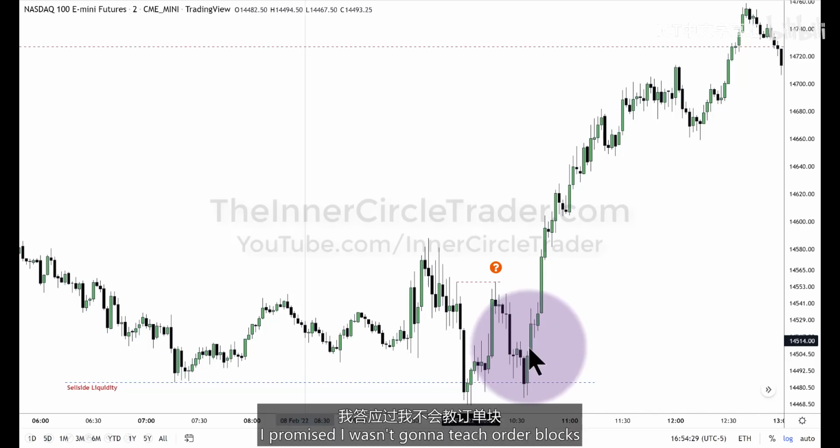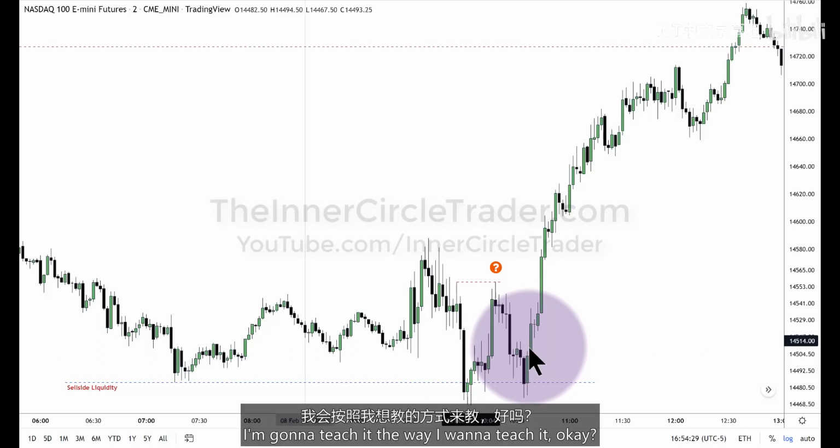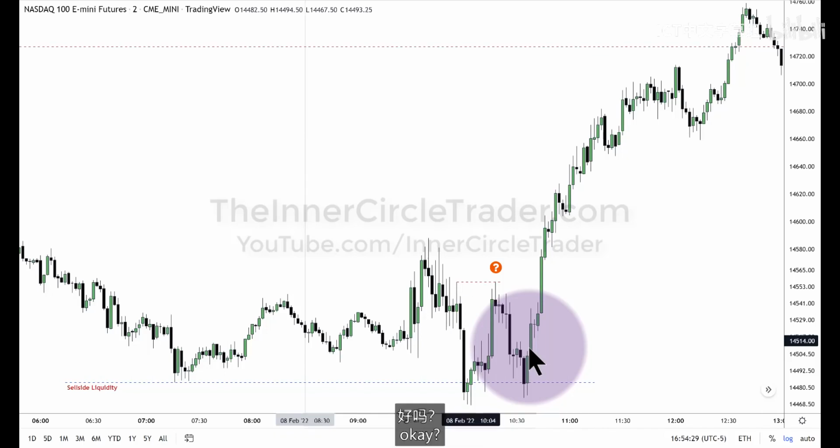Now, I promised I wasn't going to teach order blocks that much in this mentorship, and some of you have been leaving comments, oh, I'm not into this now because you're not teaching order blocks. Okay, go watch something else. I'm going to teach it the way I want to teach it. It works, and you have to get yourself acclimated to how I'm teaching it, or don't watch. I don't mean to be rude, but I'm not taking suggestions on how to teach you.